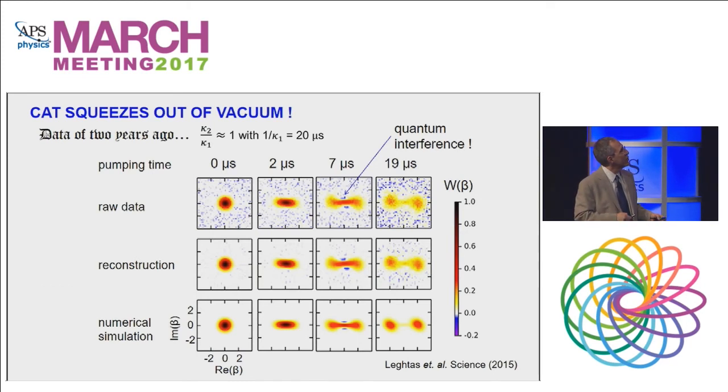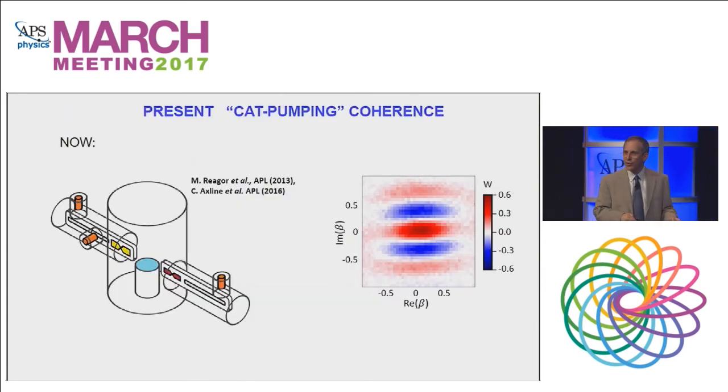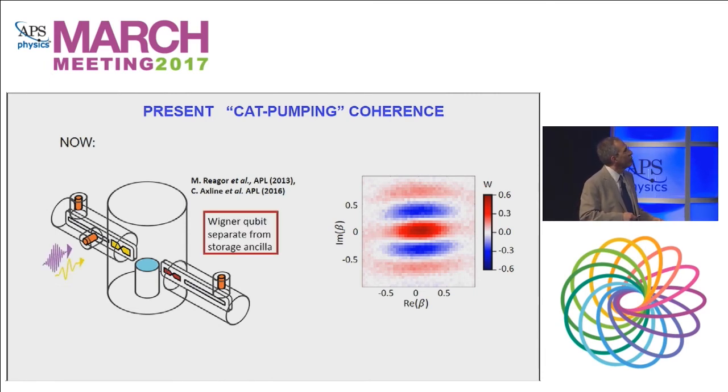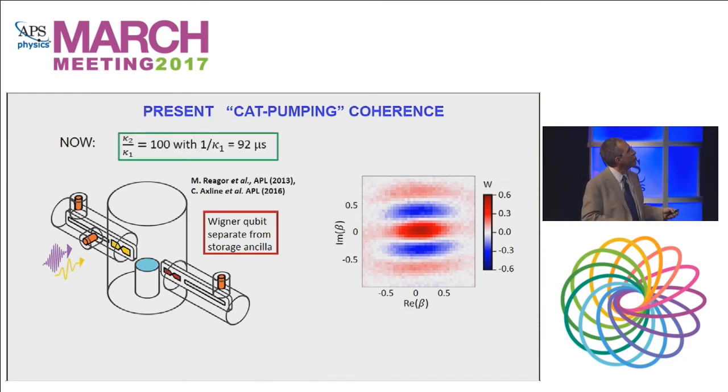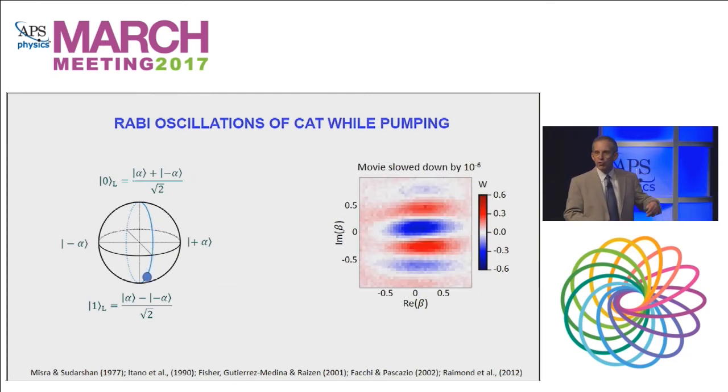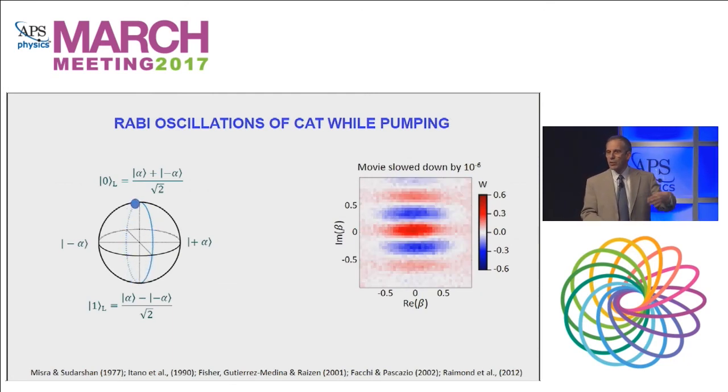Of course, this was a preliminary experiment. We did not have a very good ratio. We had a ratio of 1 between the two-photon dissipation and the one-photon dissipation, so this was not very spectacular. In this new architecture, where we separate the qubit that does the Wigner from the qubit that does the mixing, we can get much better cats. And there is a spectacular experiment which we have been able to do recently with these much better parameters, which is to do a Rabi oscillation of this protected cat.